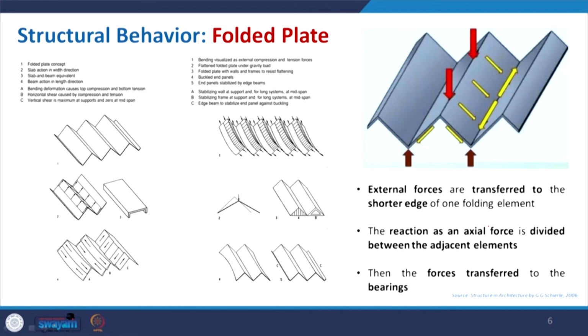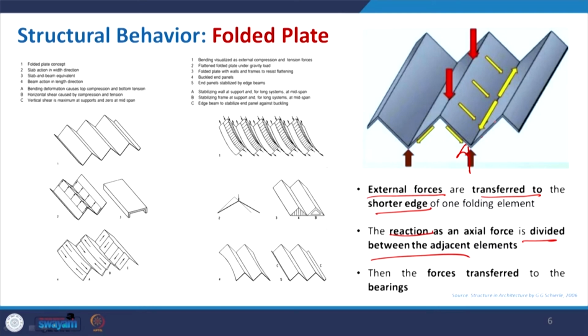So, load is applied on this. External forces are transferred to the shorter edge first, and then the reaction that is generated is divided between the adjacent elements. So, the component will be divided, the vector will be divided, and through vector analysis you can get this distribution. Finally, the force is transferred to the supporting columns.